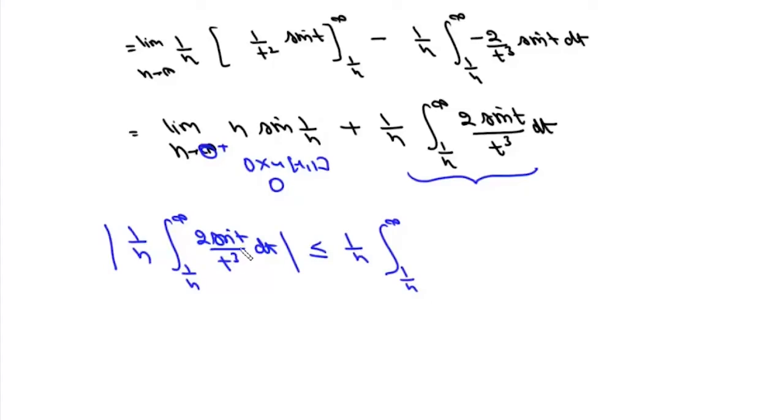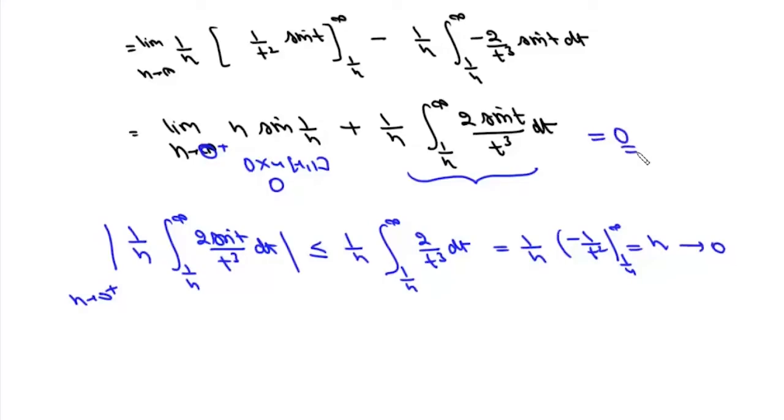again sin t is less than 1, so it will be less than 2 upon t cube dt. Now this is 1 by h and will be minus 1 upon t square from 1 by h to infinity. Now this is nothing but h, and when h tends to 0 positive, this integral also approaches 0. So in this case, this entire limit is simply 0.